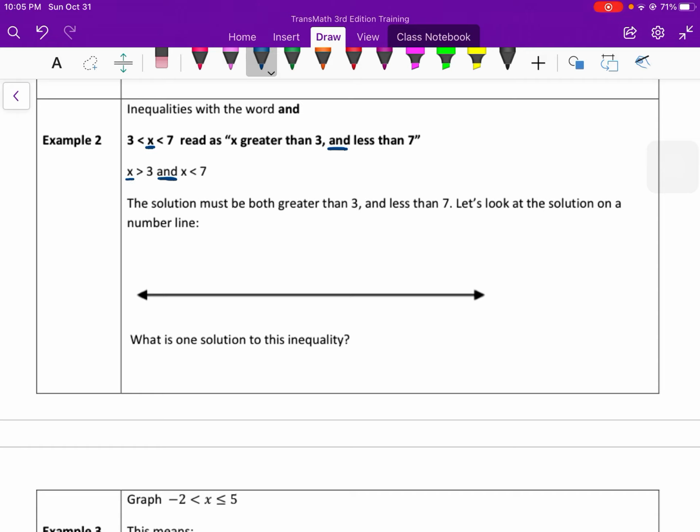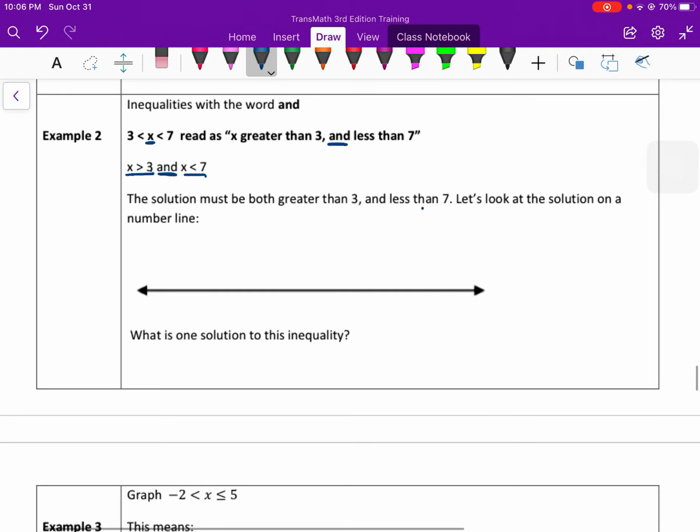So if I flip that around, it'd be x, the inequality is pointing to the 3. X is greater than 3, and then I have x is less than 7. That one, the inequality is pointing to the x, so x is the smaller one. The solution must be both greater than 3 and less than 7.